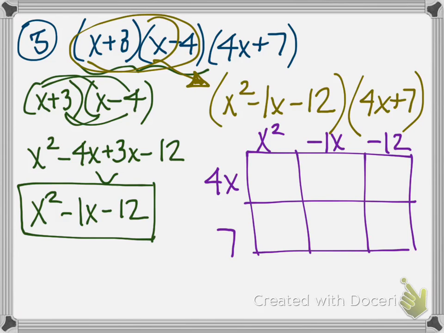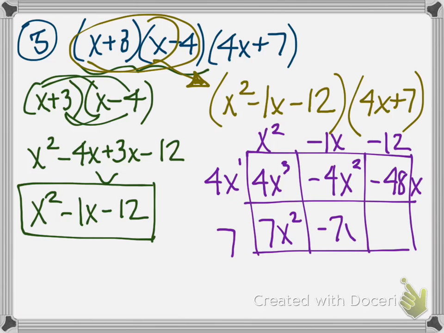So 4x times x squared gives me 4x to the third power. Remember, we add our exponents. This has an exponent of 1. Here I get negative 4x squared. And on the end I get negative 48x. On the bottom, 7x squared, negative 7x, and all the way on the end, negative 84. And now we just add up our terms like we would if we only had 4 of them.